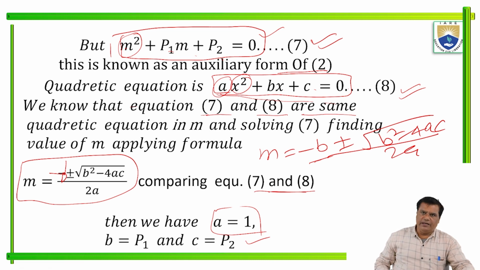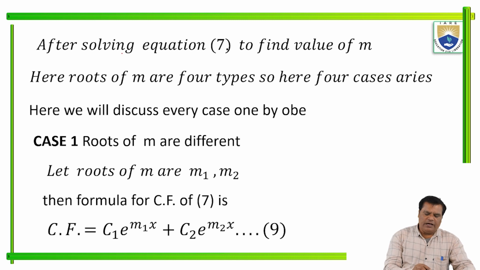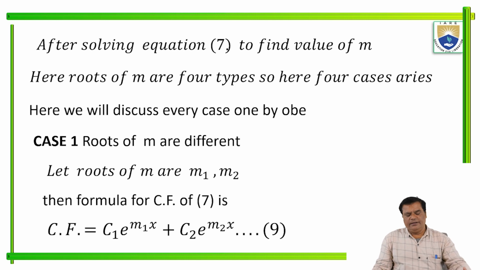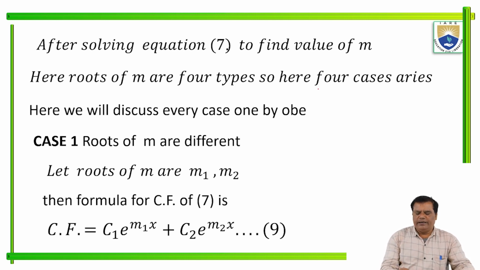After finding the values of a, b, c, we solve equation 7 to find the value of m. From Sridharacharya, the roots of m are of four types, so four cases arise here. We will discuss every case one by one in detail.